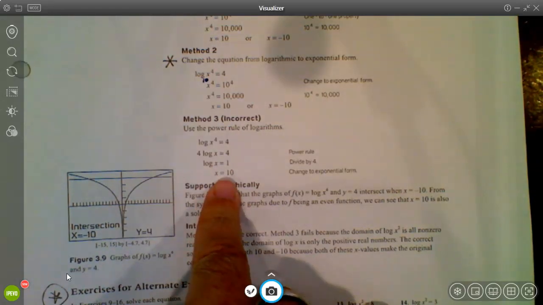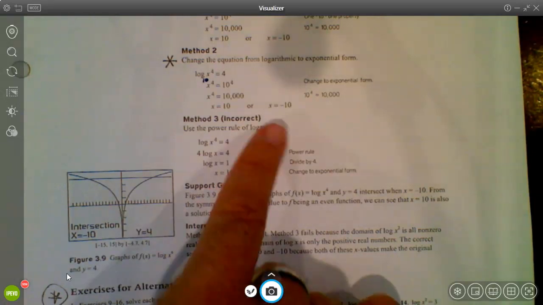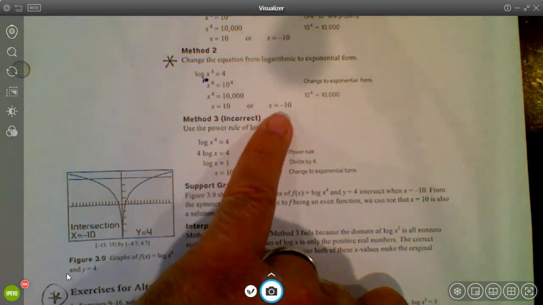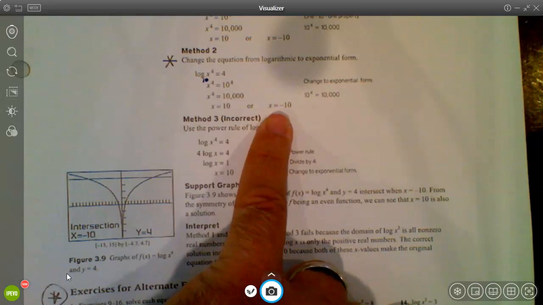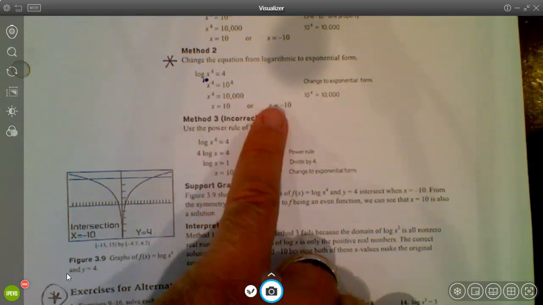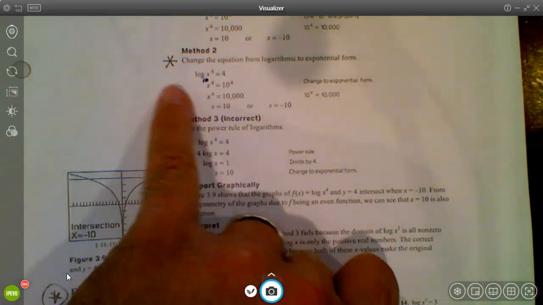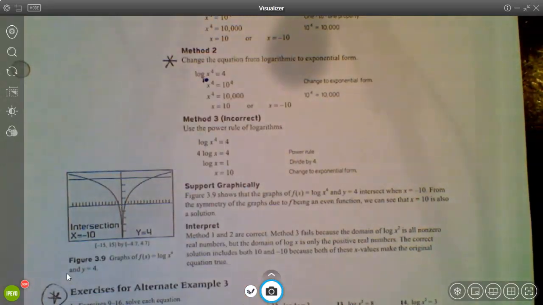So why is that wrong to do? Well, it misses out on one of our answers if we do it that way. Okay, so that may be safe in some cases, but not in cases where the plus or minus was needed. So method 2 is definitely the best way to go in making sure that we get all of our answers.